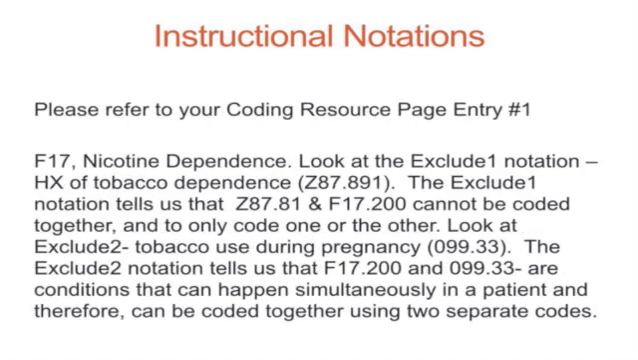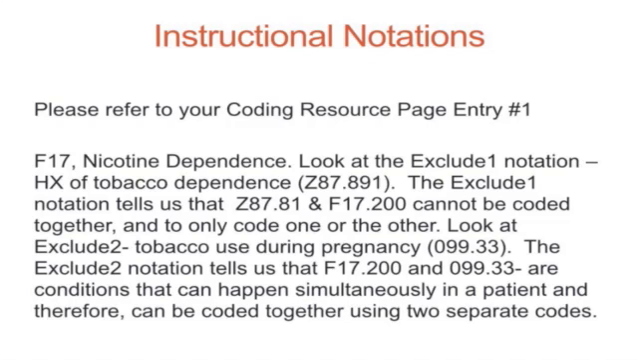Please refer to your coding resource page entry number 1, F17, nicotine dependence. Look at the Excludes 1 notation, history of tobacco dependency, Z87.891. The Excludes 1 notation tells us that Z87.891 and F17.200 cannot be coded together, and to only code one or the other.